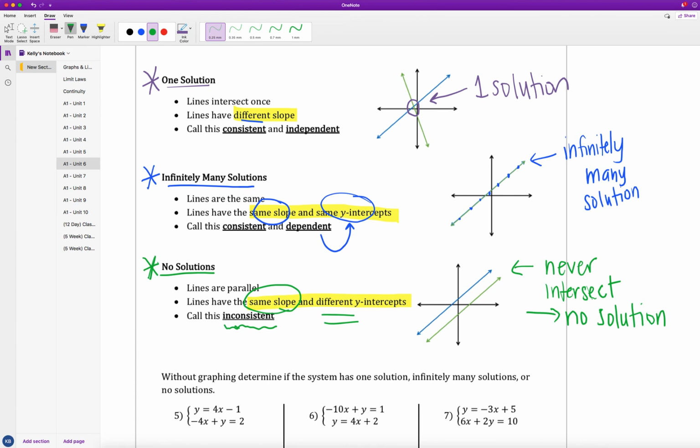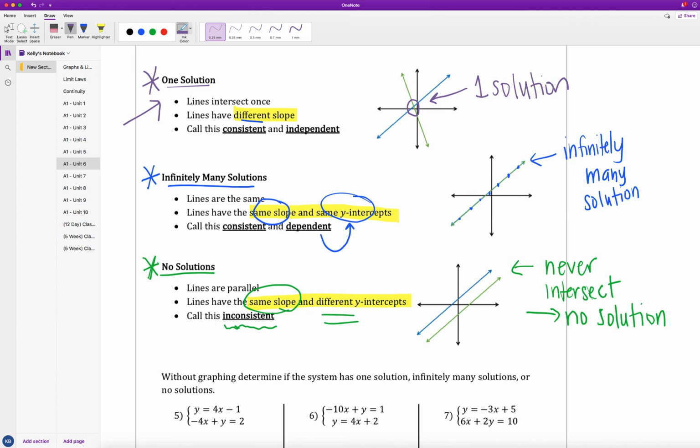So our next set says, without graphing, determine if the system has one solution, infinitely many, or no solutions. So if I can't graph these, I have to think about what features the equations tell me. And what all of these come down to has to do with the slope and the y-intercept. If I have different slopes, then I automatically get one solution. If I have the same slope, then I could either have infinitely many or I could have no solutions.